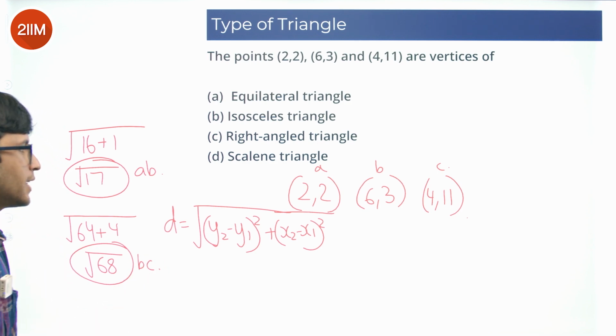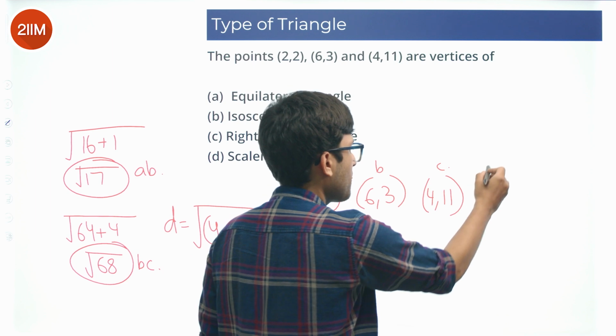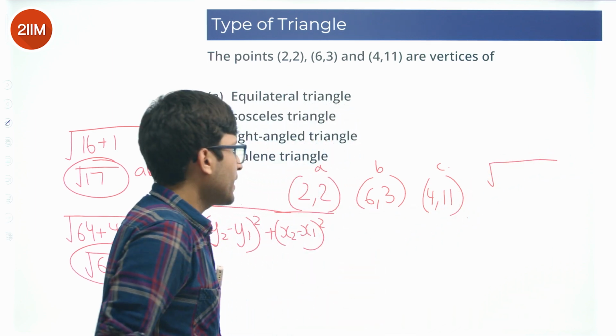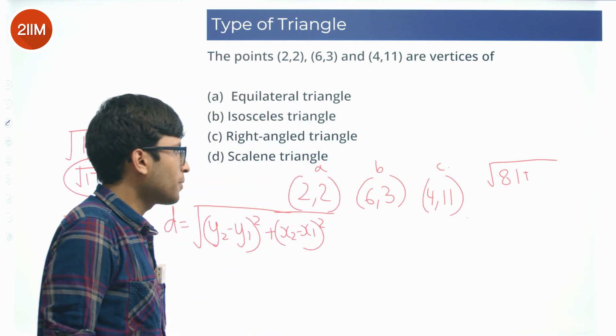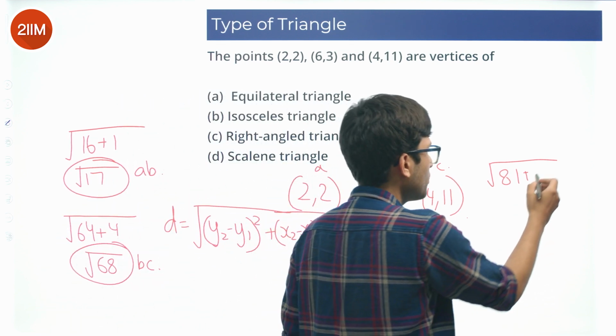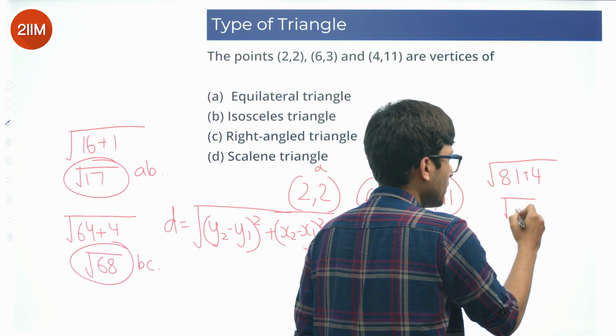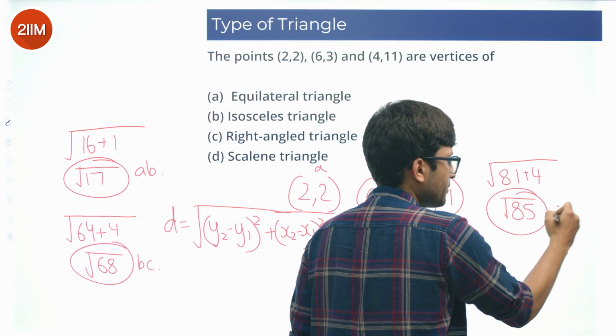And now A and C I need to find out. So between A and C it will be root over 11 minus 2 is 9. 9 square is 81 plus 4 minus 2, which is equal to 2. 2 square 4. So this will be equal to root over 85. So this is between A and C.